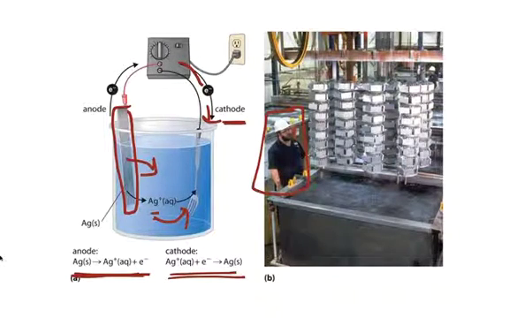Okay, and why would we plate things? Well, we plate things because this metal might be less reactive. We can coat maybe a more reactive metal that might corrode more easily.